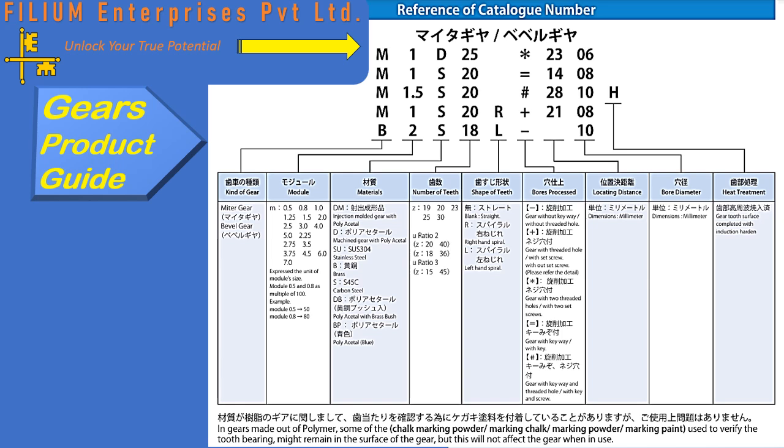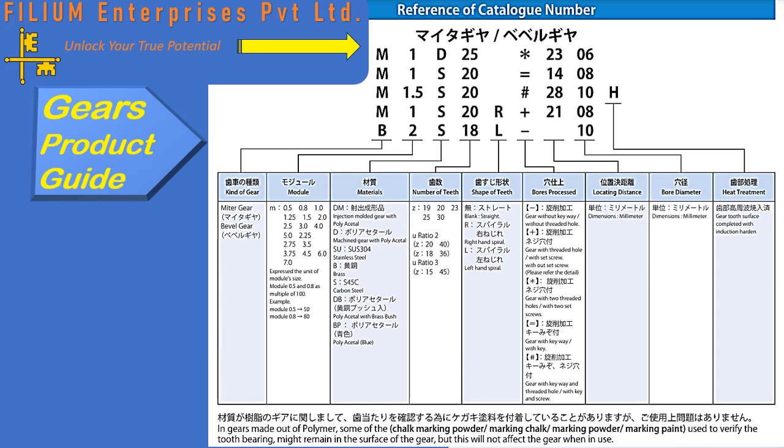These are expressed as the unit of module size, and module 0.5 and 0.8 are expressed as a multiple of 100. For example, 0.5 you'll see as 50, and 0.8 will be seen as 80. So you won't see a decimal in the product code, but it'll be a multiple of 100.